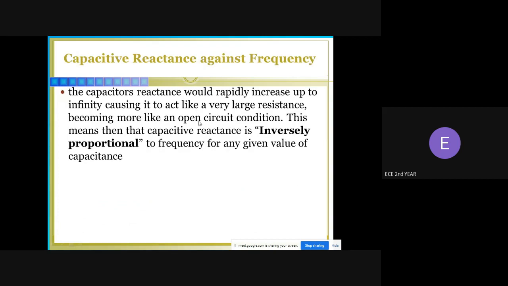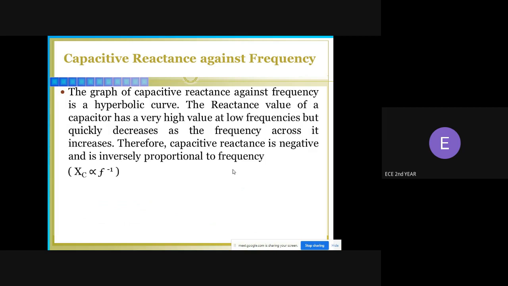As the frequency approaches zero, the capacitive reactance rapidly increases up to infinity, causing it to act like a very large resistance, becoming more like an open circuit condition. This means that the capacitive reactance is inversely proportional to the frequency for any given value of the capacitance. So it is inversely proportional. The graph of capacitive reactance against the frequency is a hyperbolic curve.